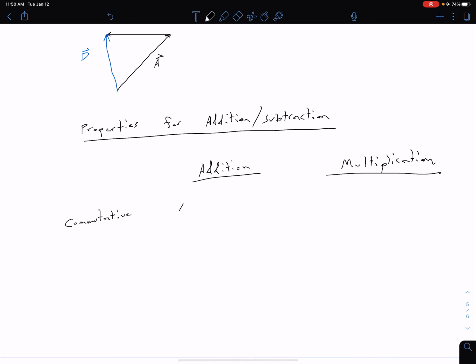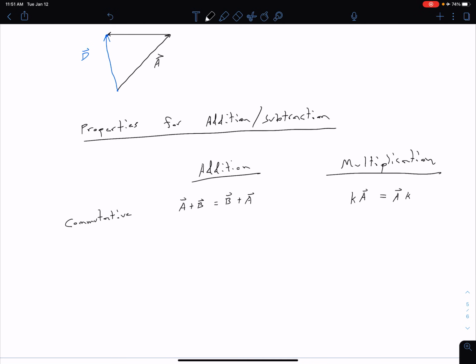The commutative property for addition is basically the order doesn't matter. So we have a plus b is equal to b plus a, so either order is fine, we get the same result. For multiplication, if we have some scalar value k being multiplied by a vector, k times a, that's the same as if we have a times our scalar value k.